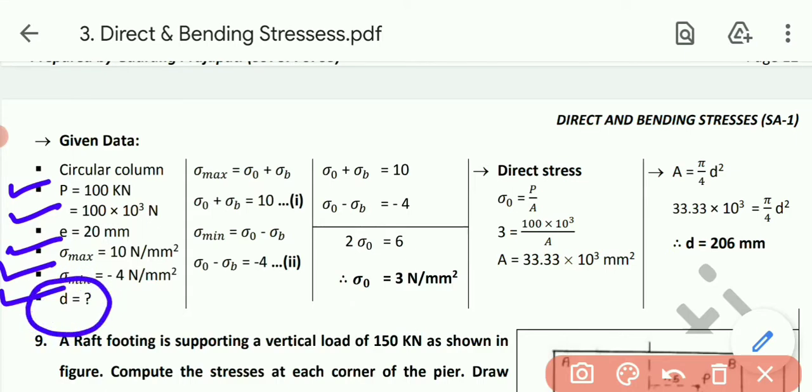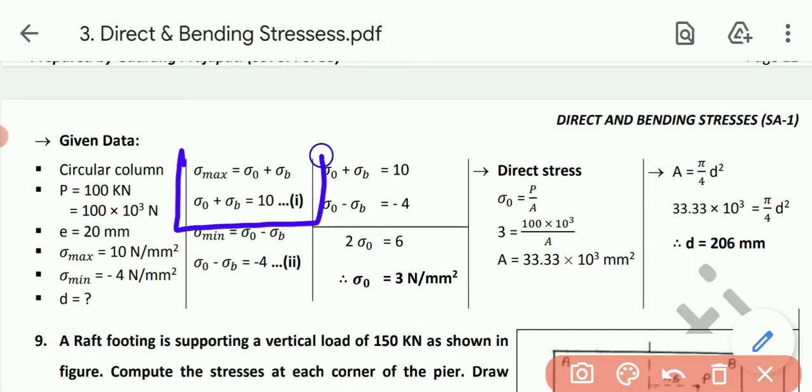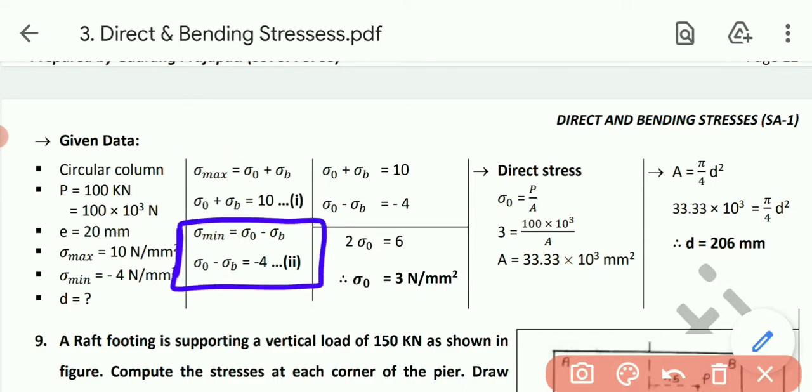As we have done in the previous example, we will do the same over here. First of all, generate the two equations. Sigma maximum equals sigma 0 plus sigma b. Sigma maximum is given as 10, so sigma 0 plus sigma b equals 10. That is the first case. Then second, sigma minimum equals sigma 0 minus sigma b. Sigma minimum is given as minus 4, so sigma 0 minus sigma b equals minus 4. That is equation number 2.